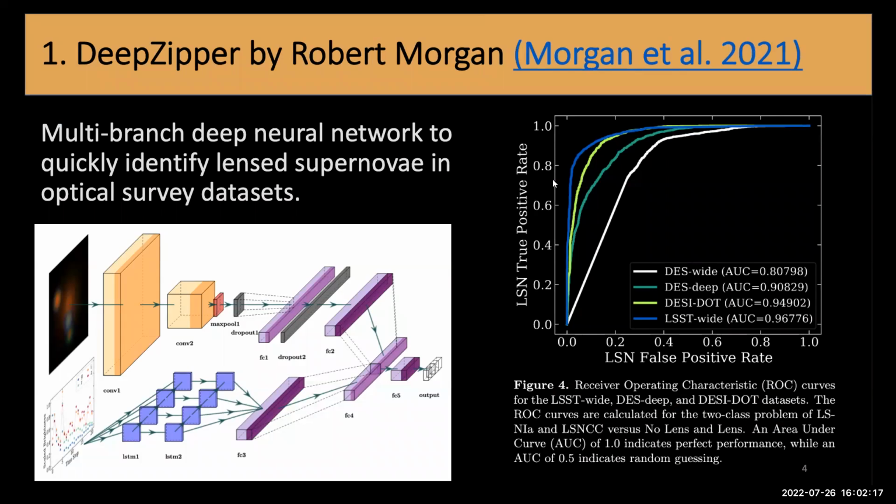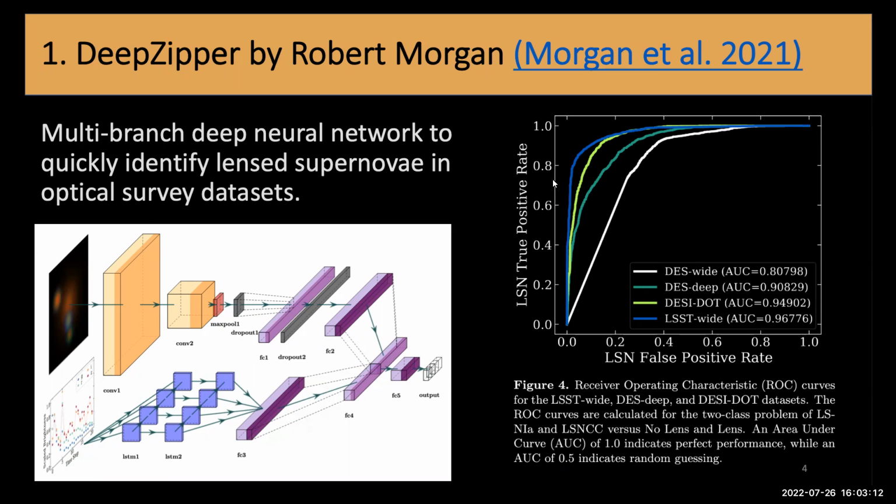Okay, so first I'm going to talk about the technique developed by Rob Morgan to find lens supernovae. He developed a deep learning model that is multi-branch. What that means is that on one side of the model, it receives the image, and the image is analyzed by convolutional neural networks, which is a very common way of doing this. And on the other branch, you see the light curves. These are analyzed by long short-term memory neurons, which find patterns across time in time series data, while convolutional neural networks find shapes or patterns in the images.